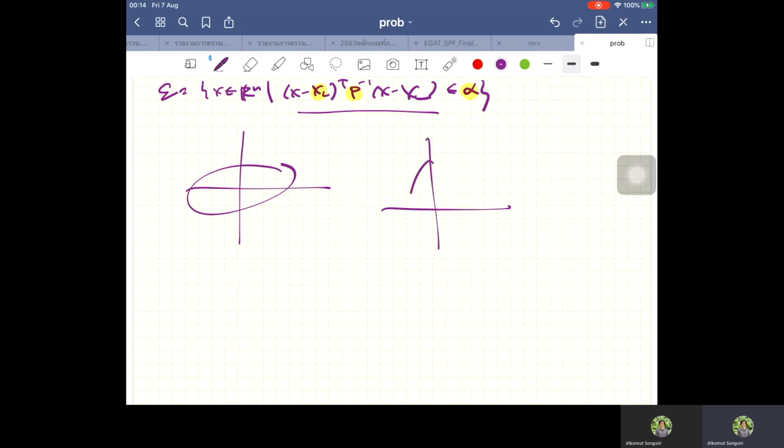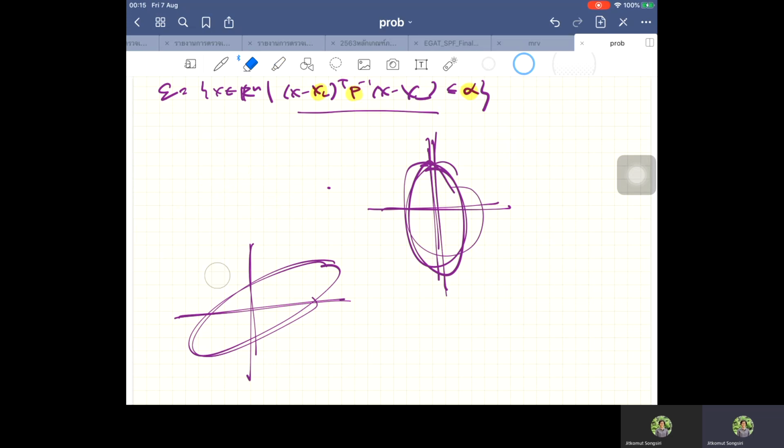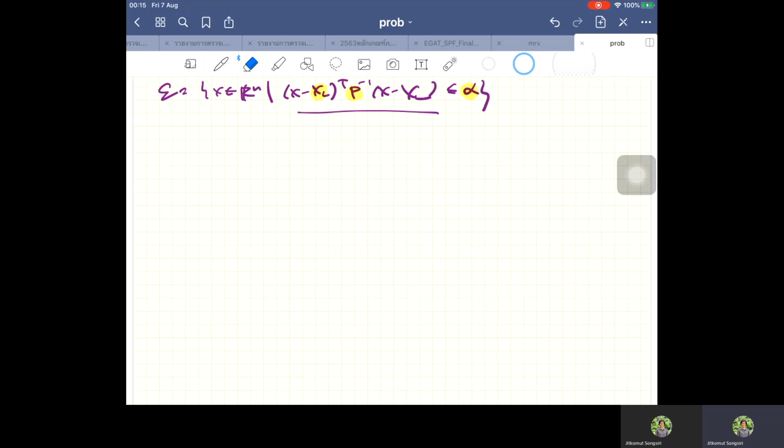Is it going to be like an American football, a rugby ball, or is it going to be rotated this way? How do we know that ellipsoid, where, and how does it look in n dimensions? Okay. Now we're going to explore a lot of results from matrix analysis, especially eigenvalue decomposition.